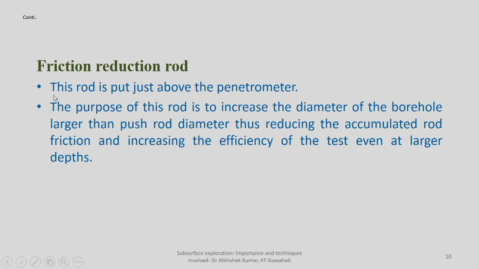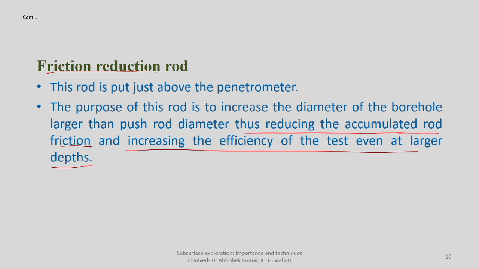And the third one, which is used at times, is not practiced everywhere. That is the friction reduction rod. This rod is put just above the penetrometer, just above the solid rod. The purpose of this rod is to increase the diameter of the borehole larger than the push rod, so that it will reduce the amount of cumulative friction on the rod provided by the borehole material, and thus increase the efficiency of the test even at larger depth.